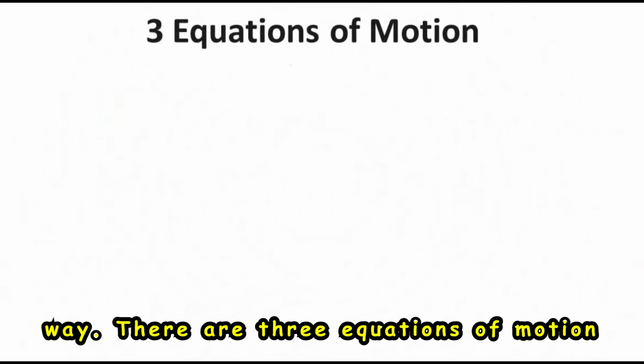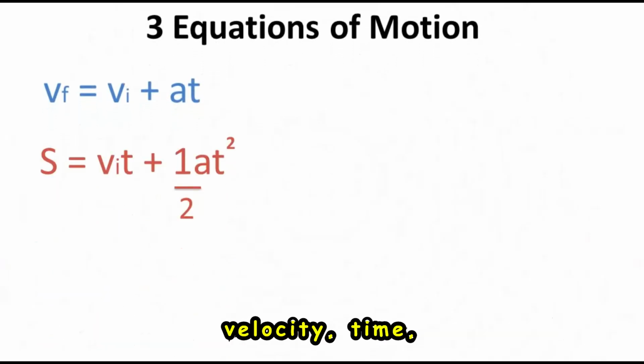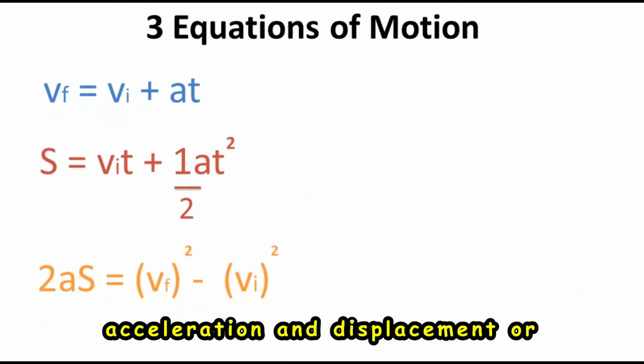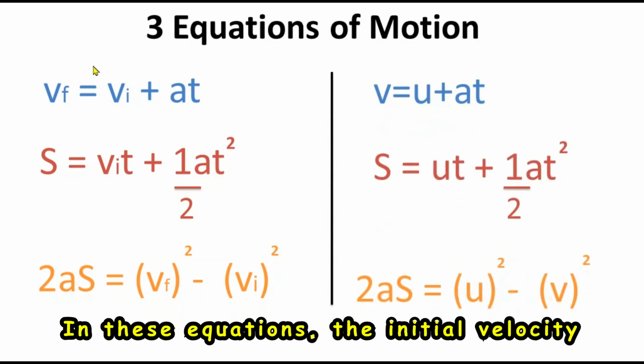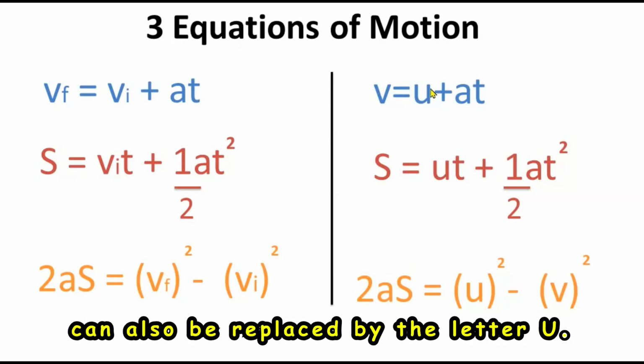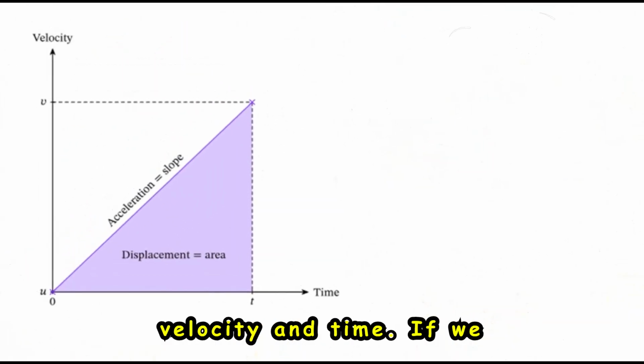There are three equations of motion in physics. These equations relate velocity, time, acceleration, and displacement or distance. In these equations, the initial velocity can also be replaced by the letter u. So now let's consider a graph between velocity and time.